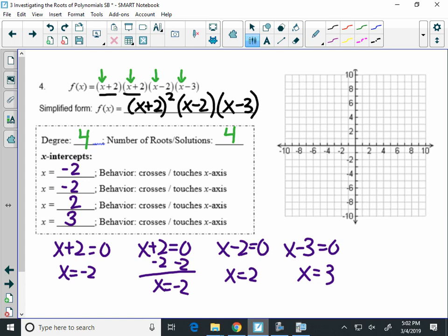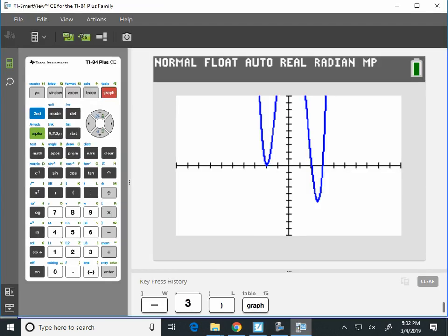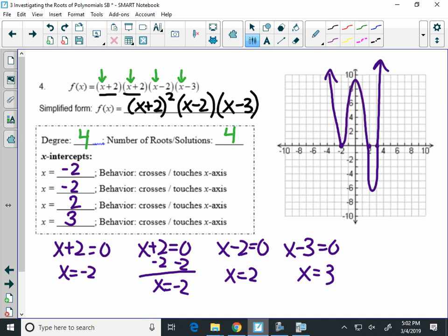All right, I have roots at negative 2, positive 2, and positive 3. So my graph looked like it came down, went off the graph, it comes back down, and then did something like that. It's not perfect, but I can see that's the general shape that was on my picture there. So what's happening at the root? What is the behavior? Well, at x equals negative 2, it looks like I'm touching or bouncing off the axis. At x equals 2, I'm crossing, and same at x equals 3.